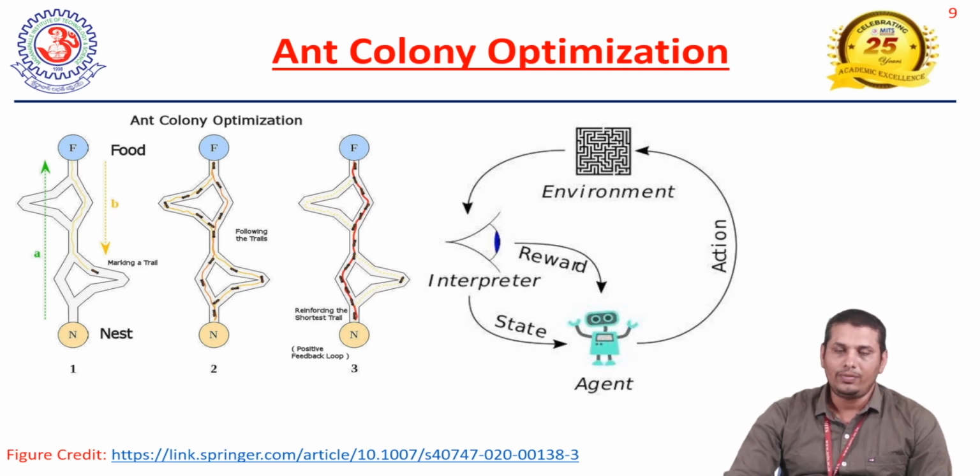Once the food or the solution has been found in the environment, the person or the interpreter has to give a reward. If that solution is not the best one, the reward cannot be given back to the agent. That is the end. If food is not found, there is no reward. That is, food is not there, so no reward will be given back.